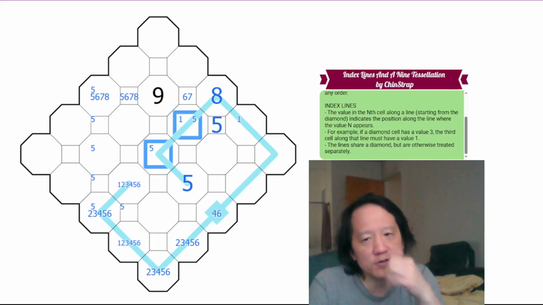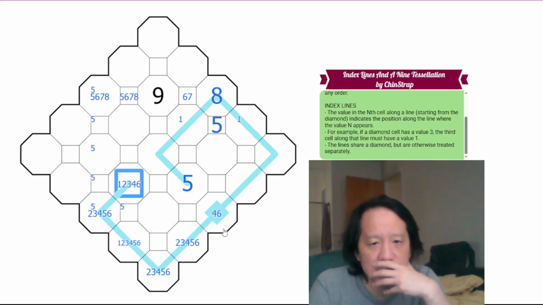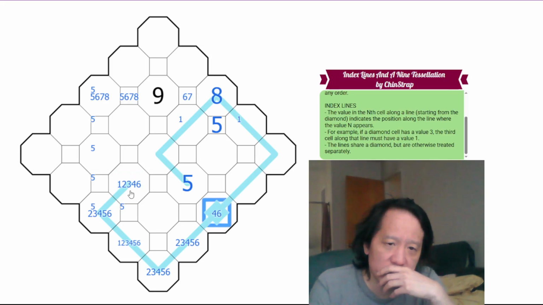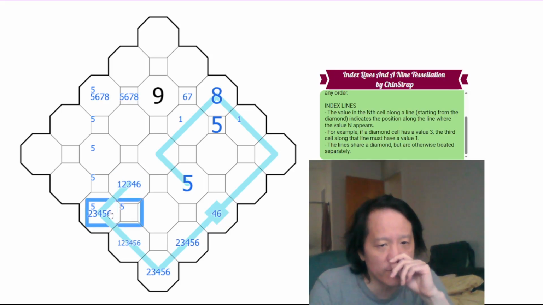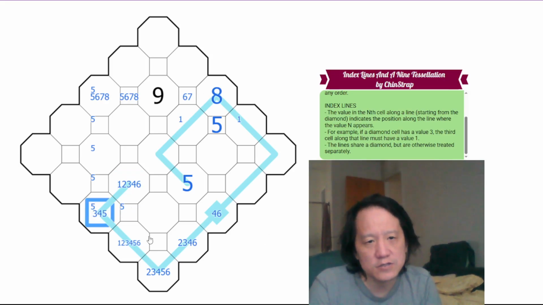So obviously these could no longer be 5. This can't be 5. So if that means this cannot be 6 here. Oh no, it's 1, right? We're looking for 5. 5 cannot be here. So this cell means you cannot be 1, 2, or 6. So this would be 3, 4, 5 as the 5 here.